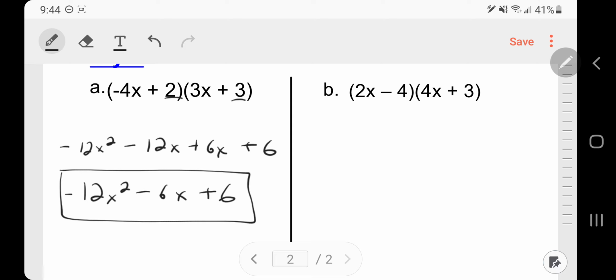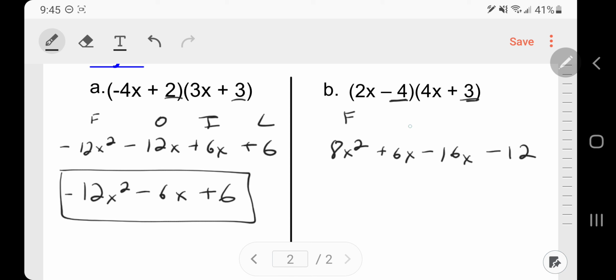All right, looking at one more, and again, I'll just label these first, outer, inner, and last, just so you can see that. The next one, 2x times 4x, is our first, so that would be 8x squared. Outer terms, 2x times 3 would be 6x. Inner terms, -4 times 4x is -16x. And last is the last term in each one, -4 times 3, which is -12.